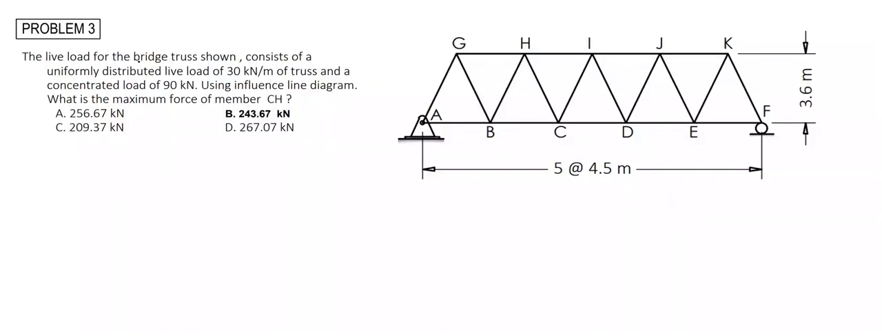In this problem, we are given the live load for the bridge truss shown, which consists of a uniformly distributed live load of 30 kN per meter of truss and a concentrated load of 90 kN. Using influence line diagram, we are tasked to calculate the maximum force of member CH.